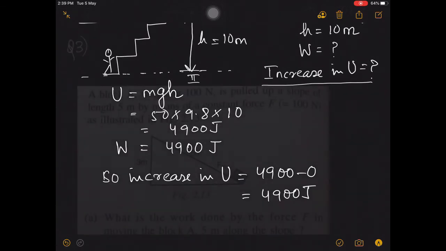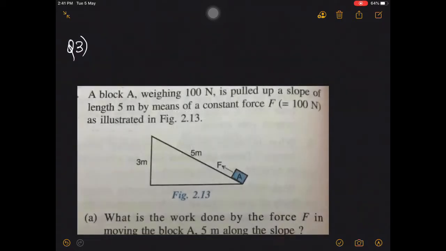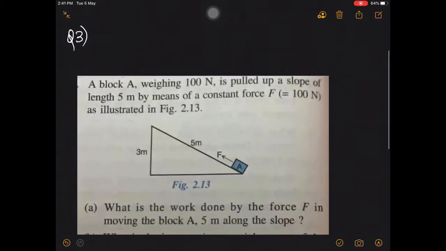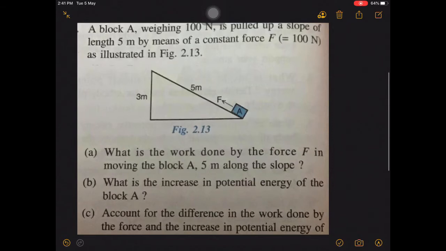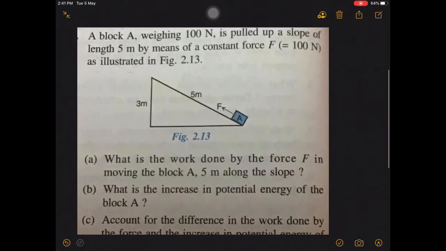This is your answer. Now let us come to question number 3. As you can see on the screen, the question says a block A weighing 100 Newton is pulled up a slope of length 5 meter by means of a constant force 100 Newton as illustrated in figure. What is the work done by the force in moving the block A 5 meter along the slope?